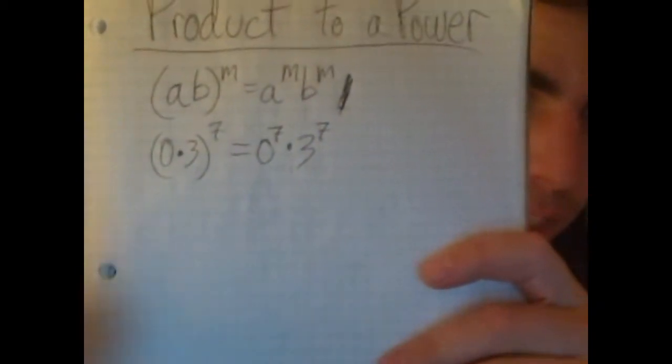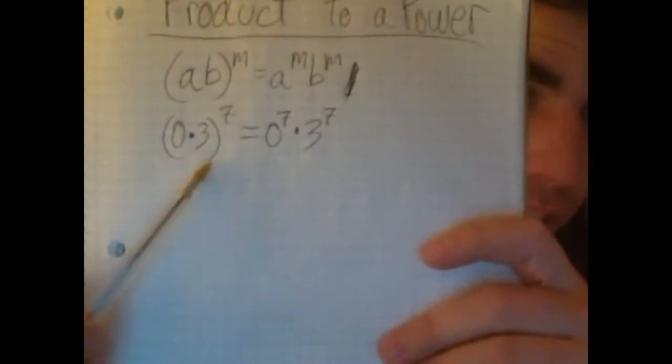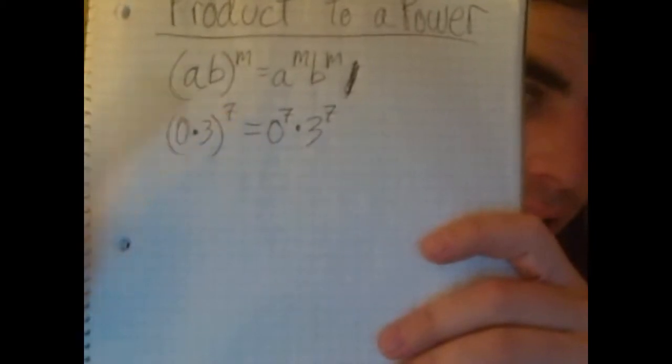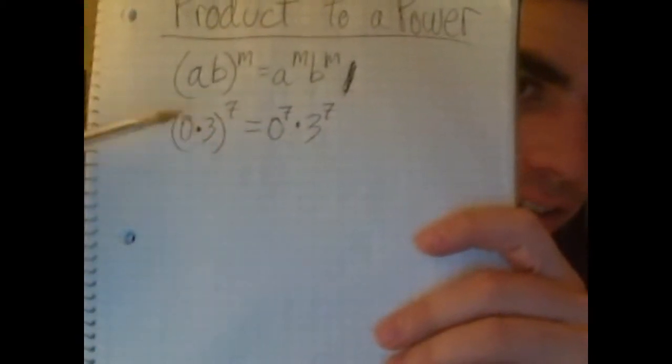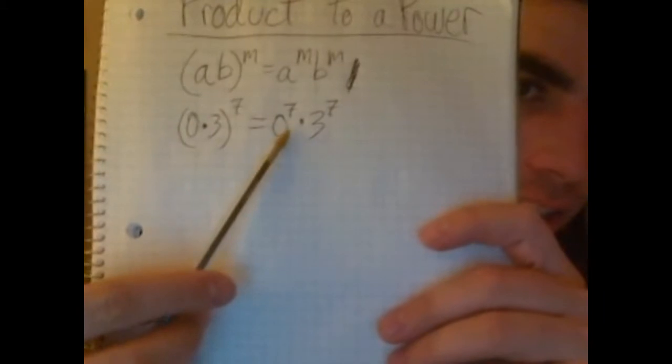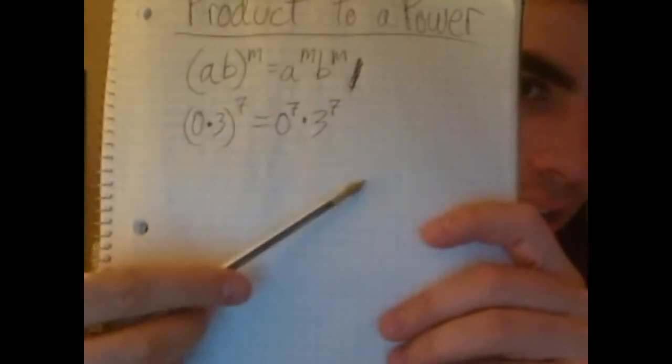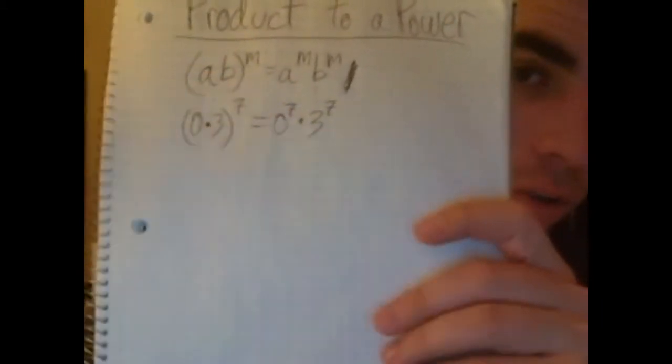0 times 3 to the 7th power equals 0 to the 7th power times 3 to the 7th power. Okay? Here's why. 0 times 3 is 0, and 0 to any power is 0. So, this side is 0. This side, 0 to 7 is 0, and 0 times anything is 0, so this side is also 0. It works if a is 0. Let's give a less trivial example.